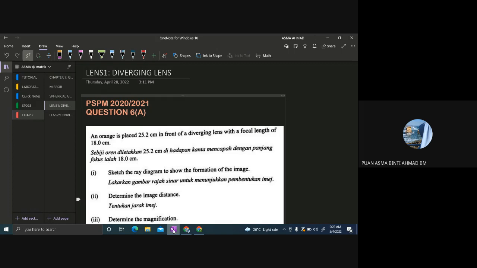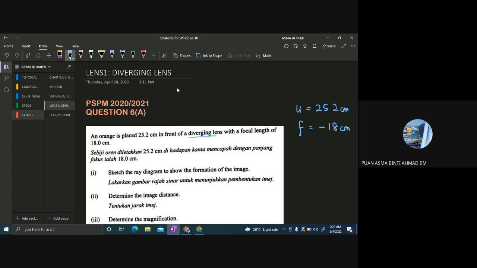The question gives: an orange is placed 25.2 cm in front of a diverging lens with a focal length of 18 cm. So u equals 25.2 cm, this is our object distance, and f equals negative 18 cm. Why do we substitute f as negative? Because it's a diverging lens.